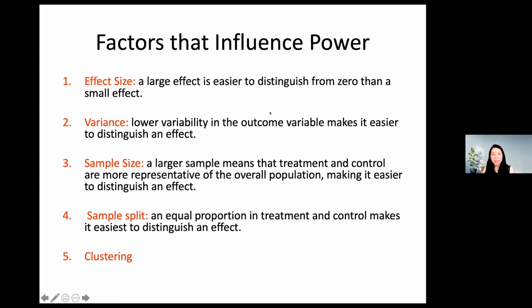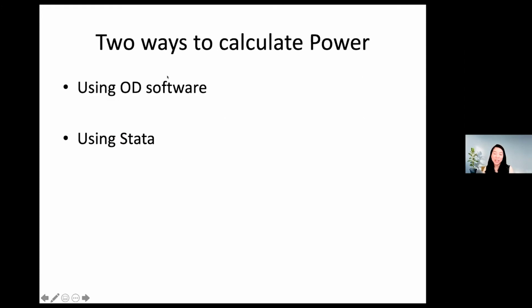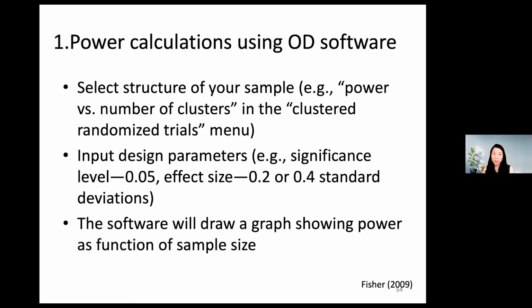I know it sounds very complicated, and you wonder, how am I ever going to figure out how much power I have and how big a sample size I need for my experiment. Actually, the power calculation is really easy because of the software we have. There are two ways to calculate power. The first one is called Optimal Design software, which is really straightforward.